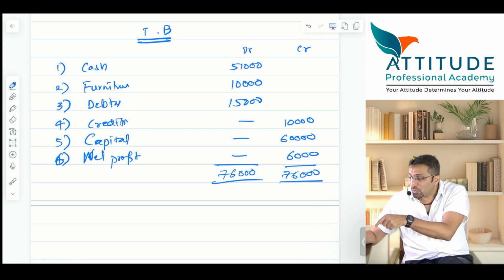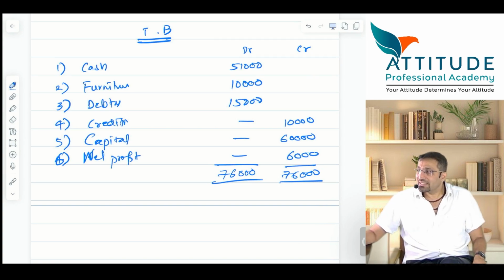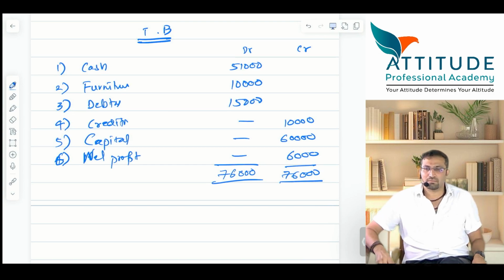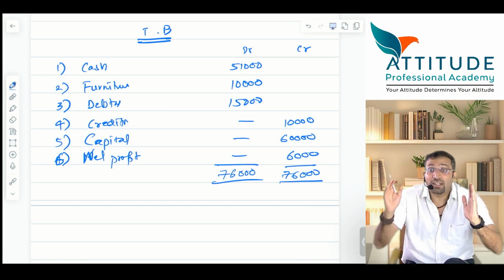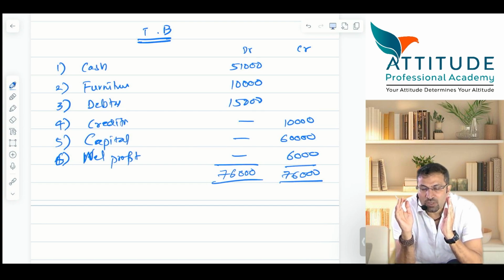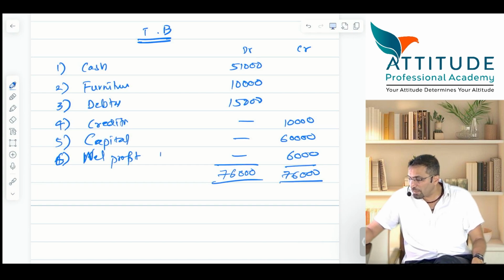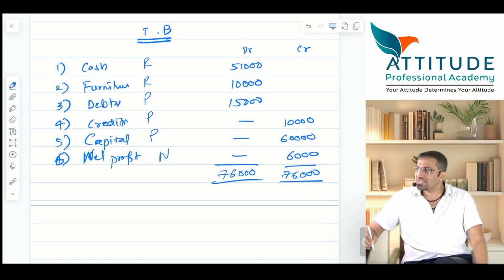Hedrappa, please tell me, after looking at this trial balance, what do you understand? Trading account and P&L account is already closed. Only one nominal account is left, which is what? Net profit. Very good. Net profit is a nominal account. All others are real or personal accounts. No adjustments are there because adjustments are already done.